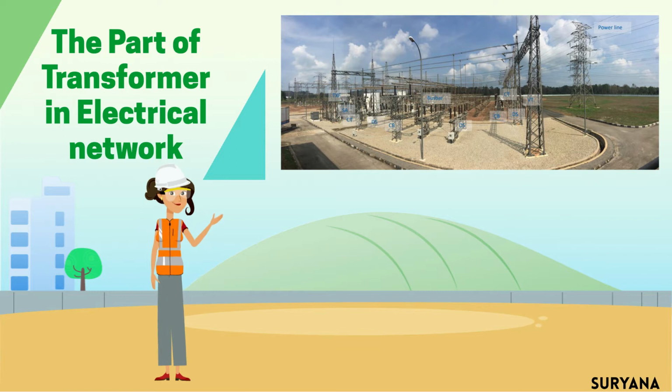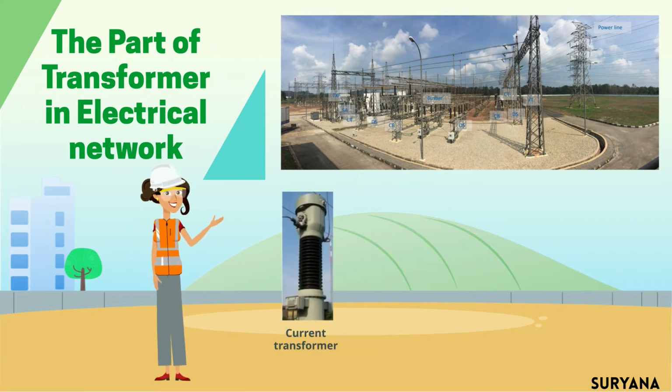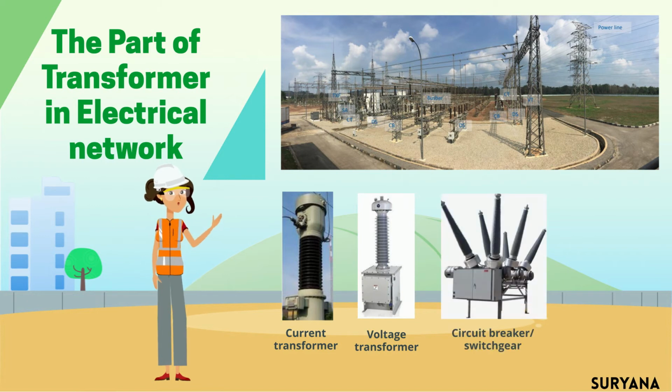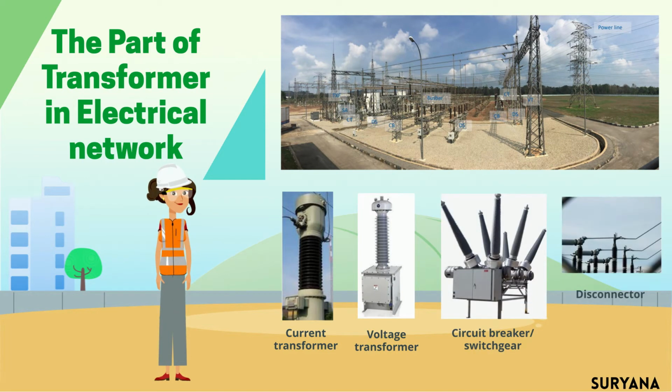Here are the main parts of a transformer in the electrical network, which are the current transformer, voltage transformer, circuit breaker or switchgear, and lastly the disconnector. That's all from me, Suryana.